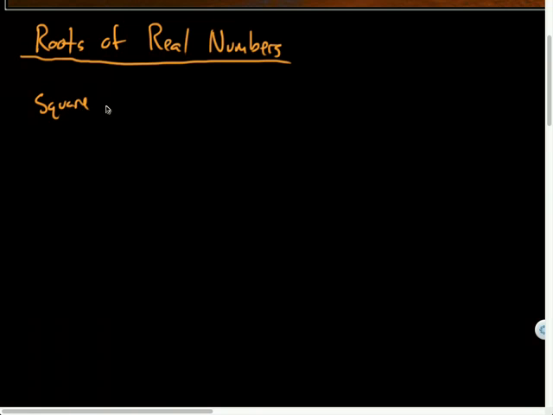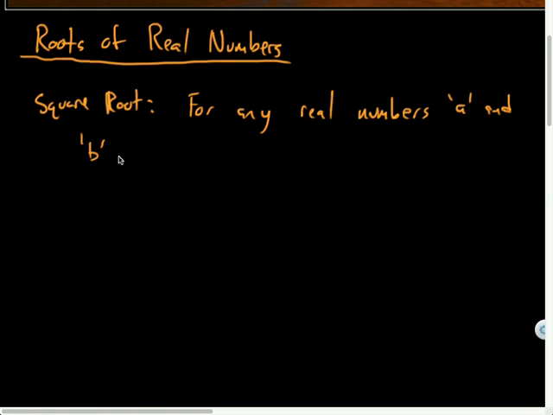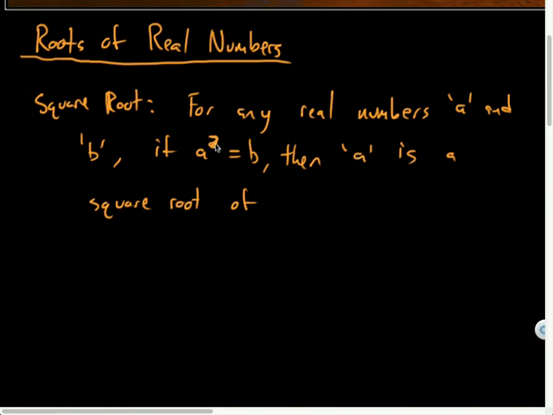So what is a square root? For any real numbers a and b, a little bit wordy here. Real numbers, so there's that real numbers again. Any real numbers a and b: if a squared is equal to b, then a is a square root of b. So that's the definition of a square root.